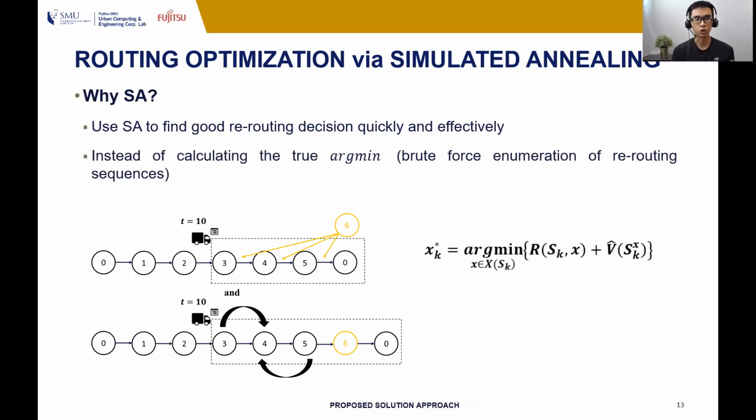Instead of calculating the true mean by brute force enumeration of all routing sequences, we propose a routing heuristic in the form of SA. And again, to emphasize here, the value function that you have learned earlier will help to guide the SA search to find a rerouting decision that takes into consideration the immediate reward and also the future expected reward. As you can see, this framework allows other routing heuristics to be used instead of SA.